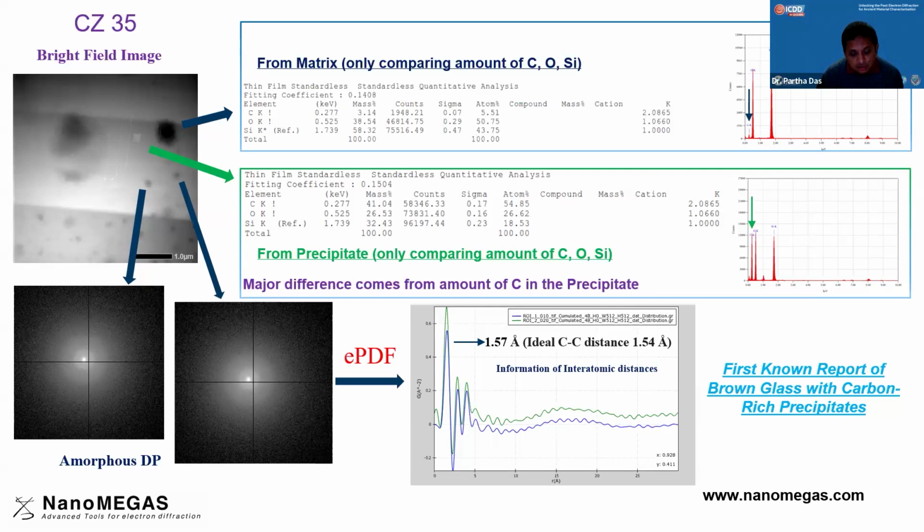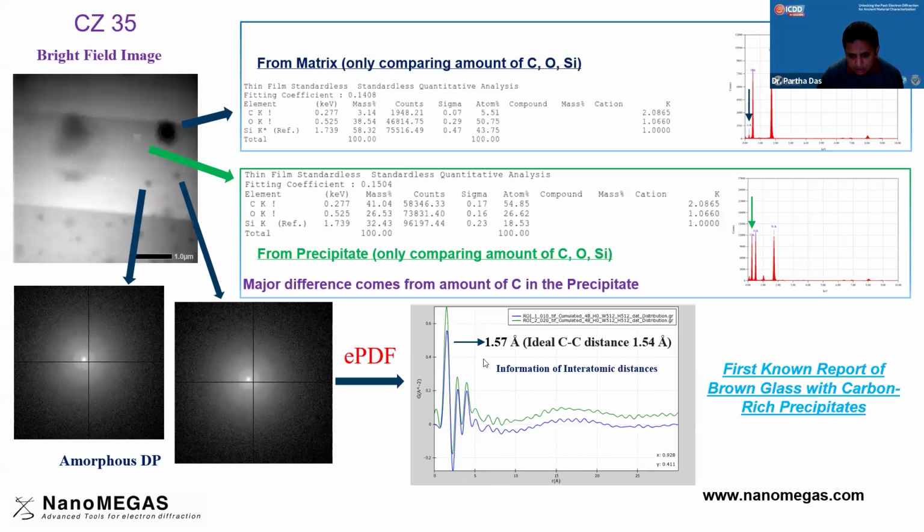We collected some electron diffraction data from the matrix and also from the precipitate. And we see, obviously, it's an amorphous glass, and the precipitate is also amorphous, surprisingly. We collected some diffraction data, as you can see here, and we did some PDF transformations from the precipitate.